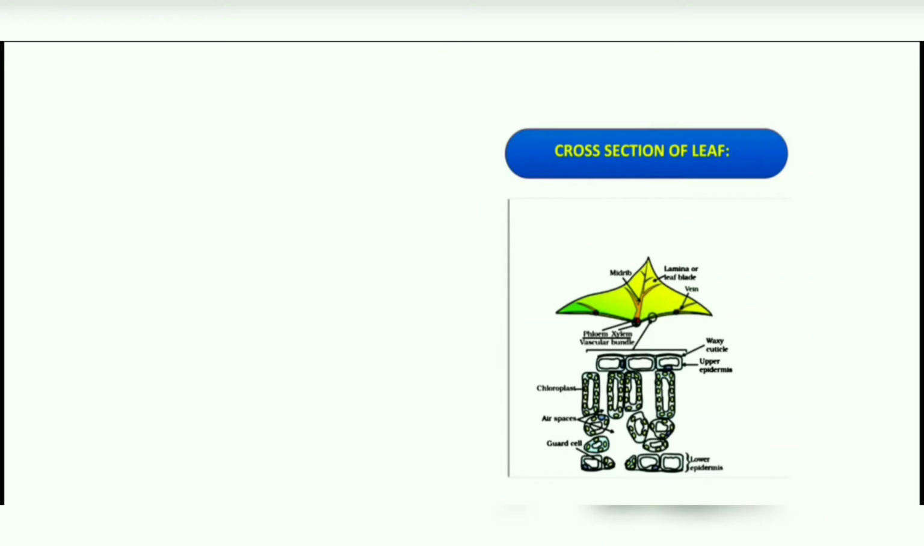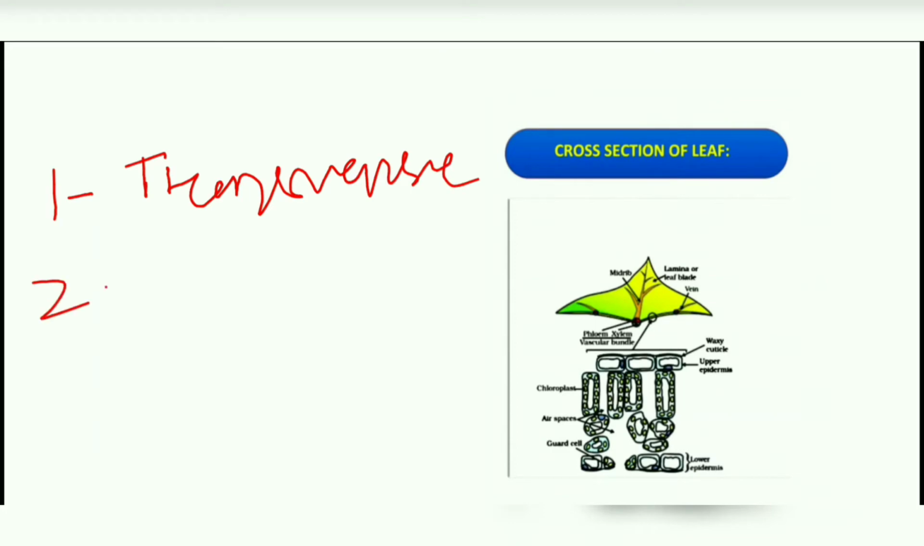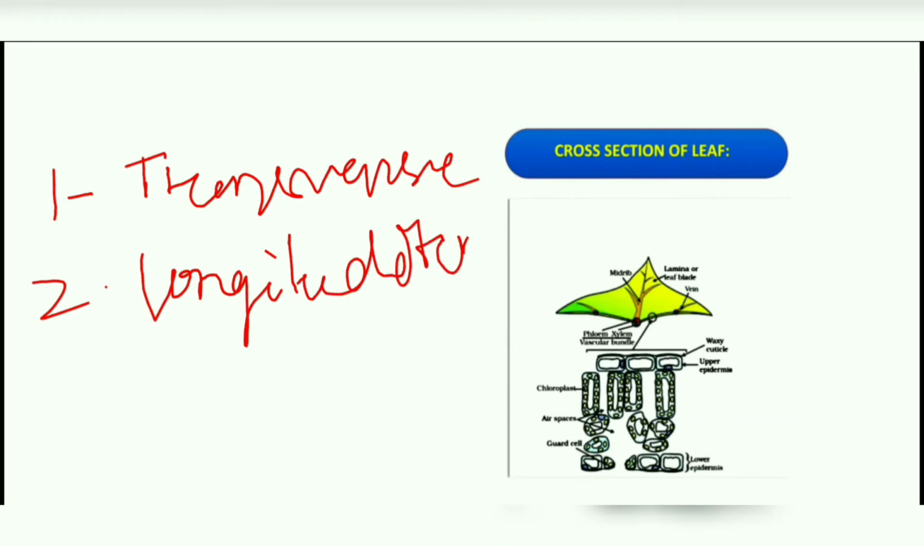Basically, there are three types of sectioning: transverse sections, longitudinal sections and coronal sections. First, transverse sections; second, longitudinal; then third, coronal section.